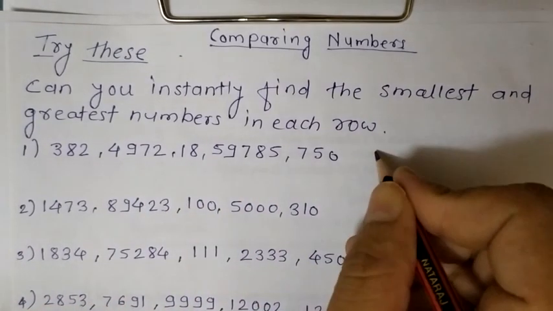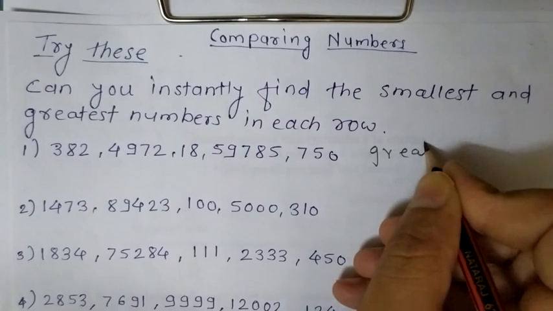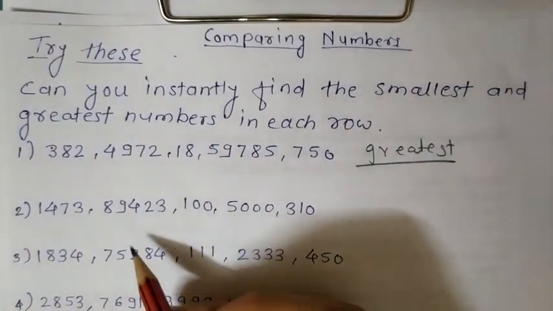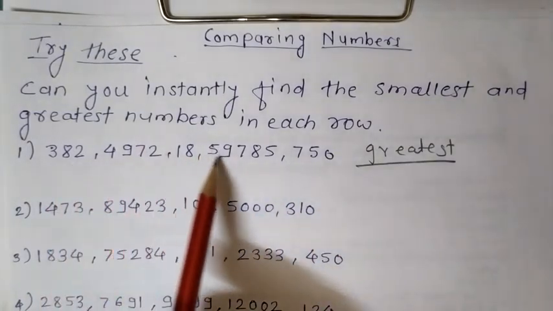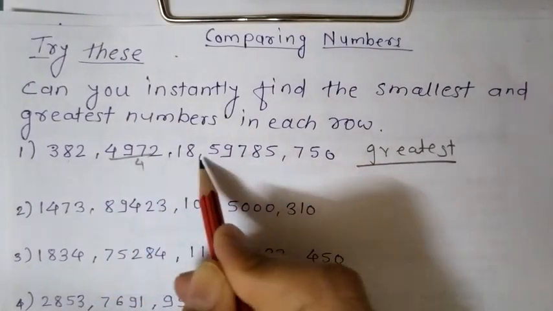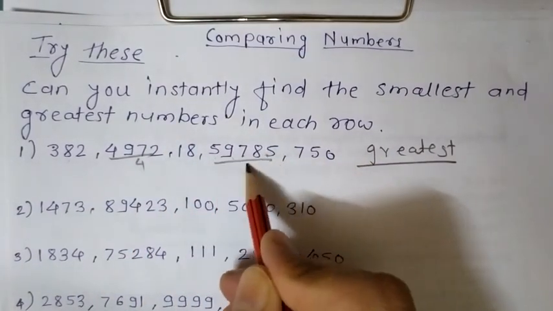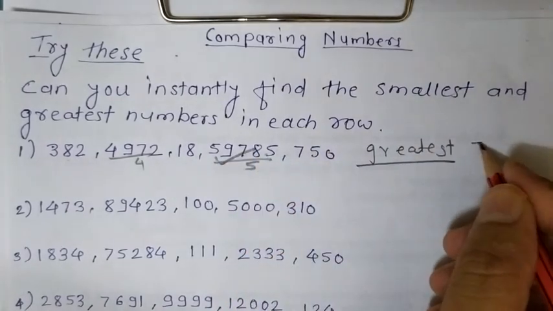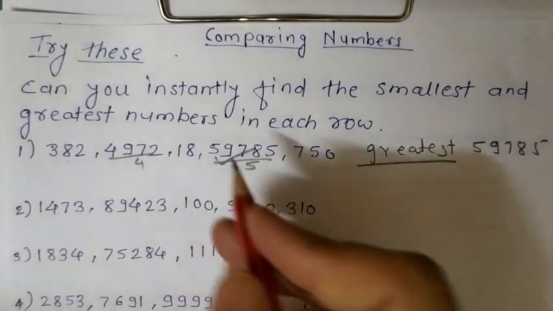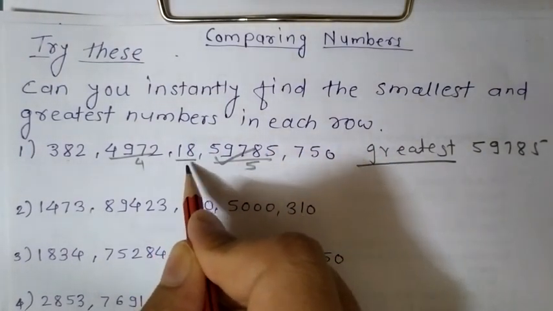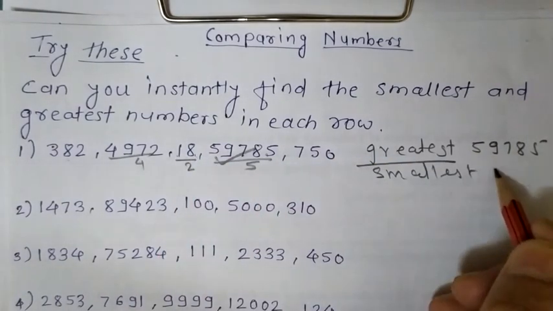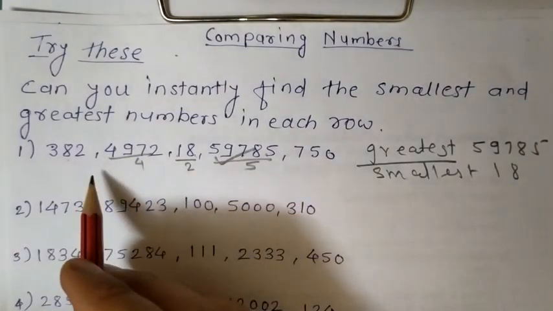First we will find out the greatest. So in the greatest criteria, first you will find out which number has more digits. Here we have 3, here we have 4, 2, here we have 5 digits. So ultimately this number is greater, 59785. Now we will see which number is smaller. So in this number we have only 2 digits. So smallest is 18. Now here we solved that.